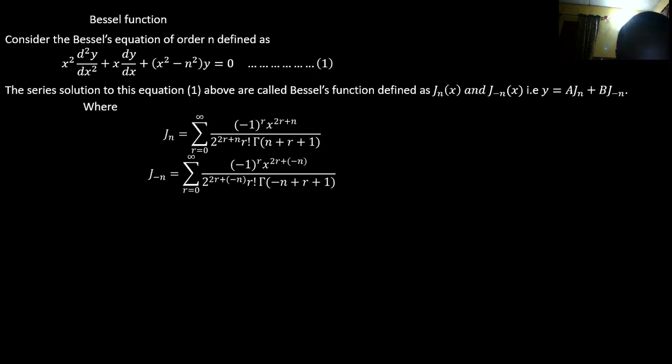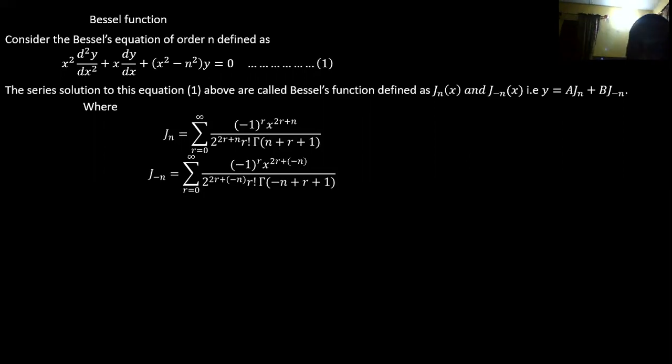While the one of J minus n is also defined as summation r from 0 to infinity of minus 1 raised to power r, x raised to power 2r minus n divided by 2 raised to power 2r minus n, r factorial, the gamma of minus n plus r plus 1. The two solutions are linearly independent. And one important thing that we must consider in Bessel function is that the power of x in your numerator must be the same as the power of 2 in your denominator.